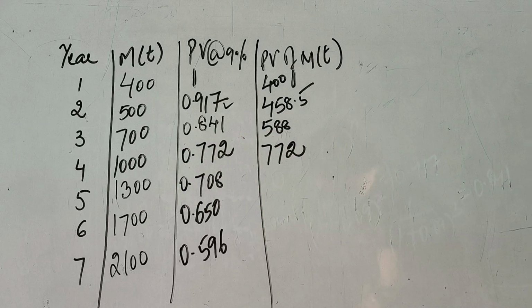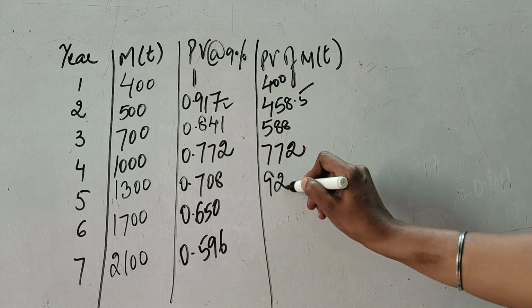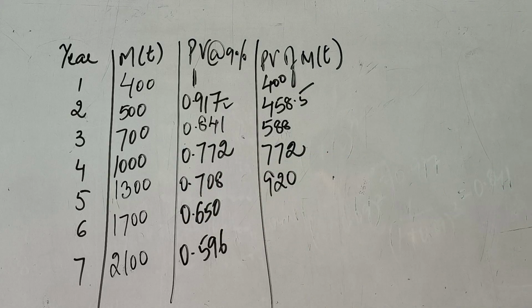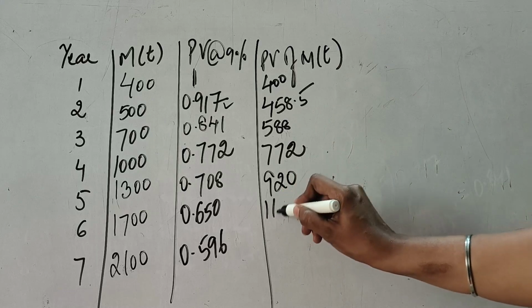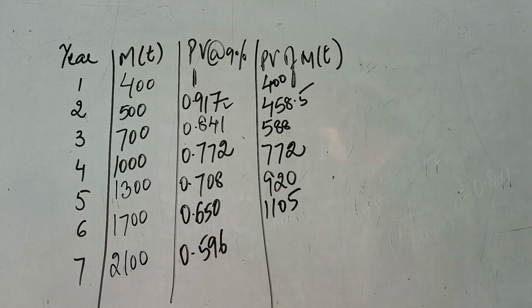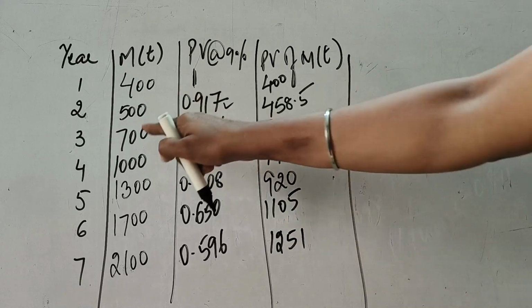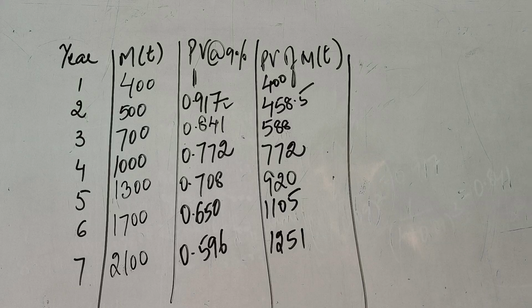1300 into 0.708, 920.4, you can write that. 1700 into 0.650, 1105, and 2100 into 0.596, 1251.6. So this you have to do, multiply present value with the maintenance cost. Next, the steps will be same.